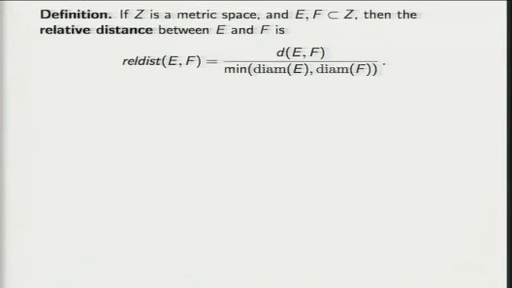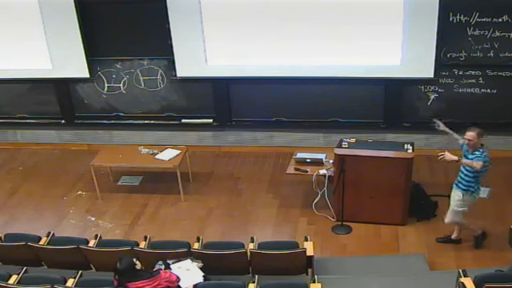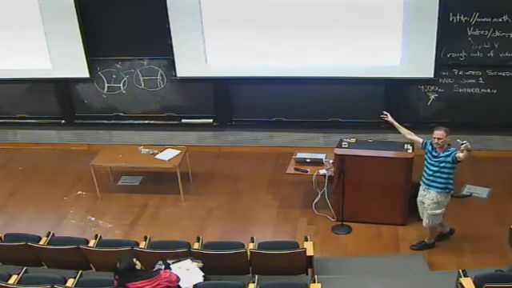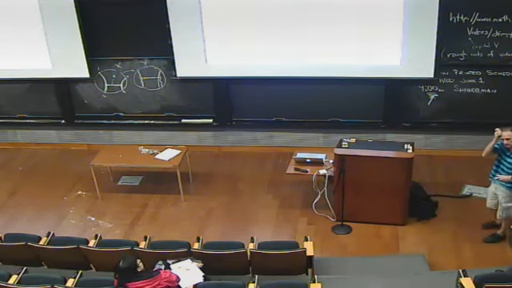Suppose you have two sets E and F. To define the relative distance between E and F, a scale-invariant version of the distance, in the numerator you take the usual distance, the minimum distance from E to F, and then normalize that by dividing by the minimal diameter. So if you scale everything, changing the distance function on the metric space by some factor, this quantity is unchanged.